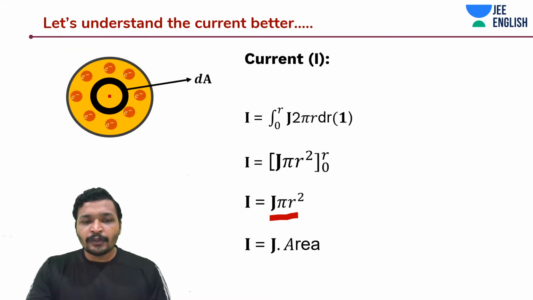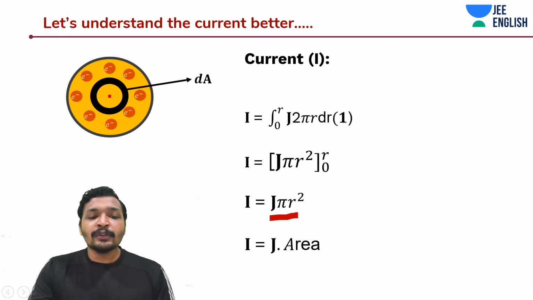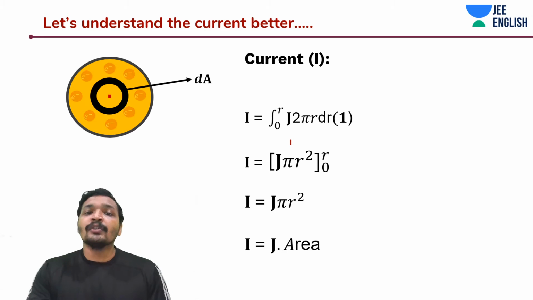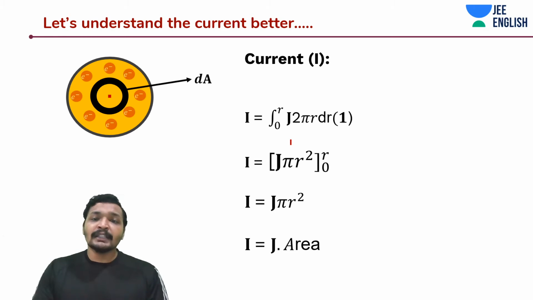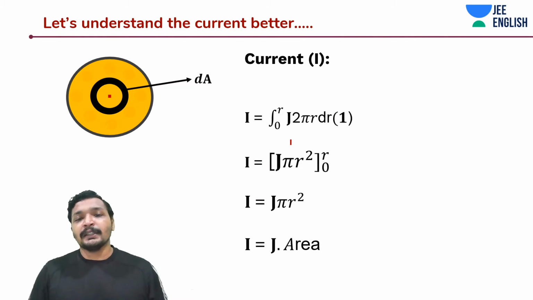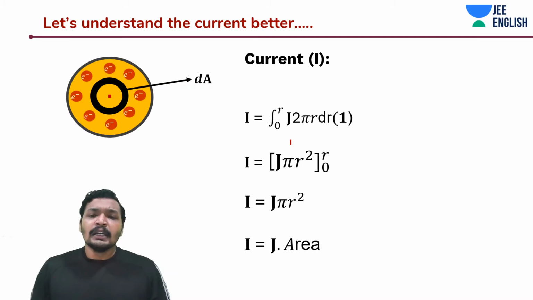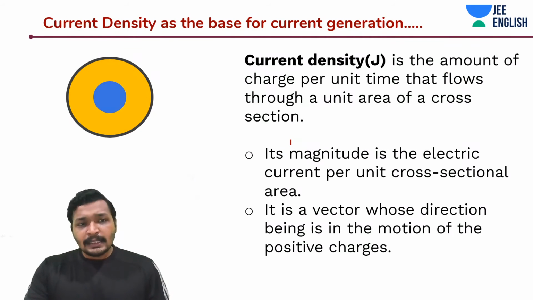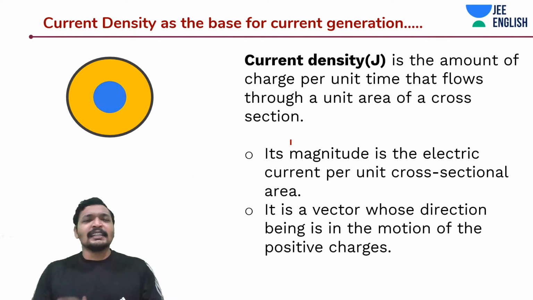In exams you don't want to do this, but for understanding you may want to do this. And if you get a problem where the current density is varying with area, or with a particular radius, anything, then in that case you would make use of this kind of derivation or method. Okay guys, now let's get into the current density.